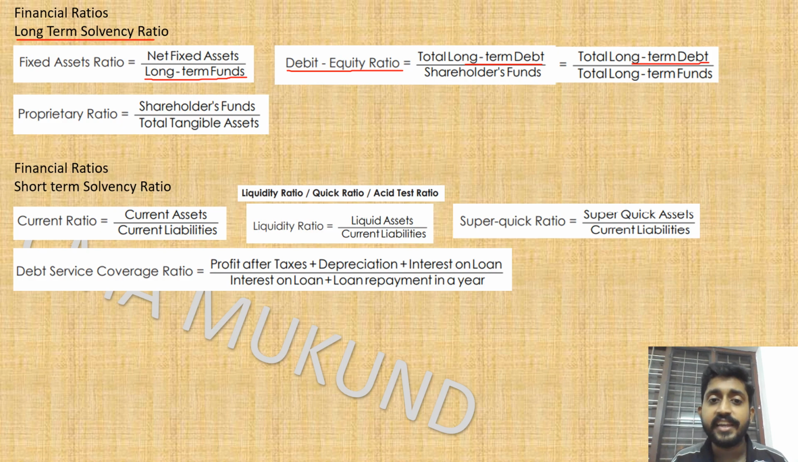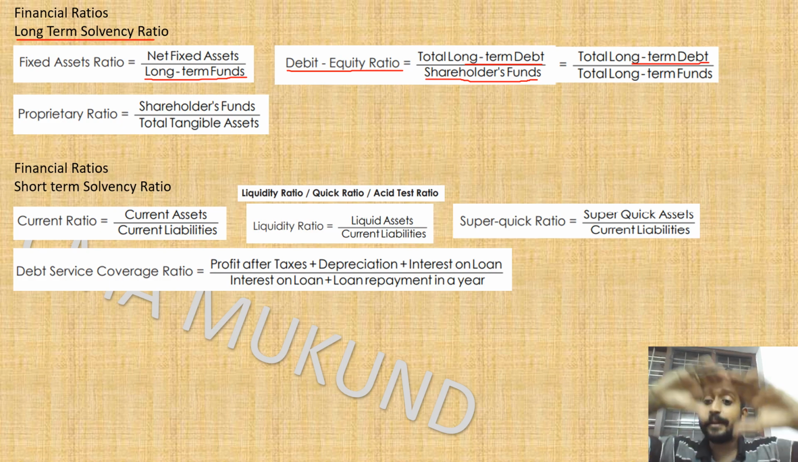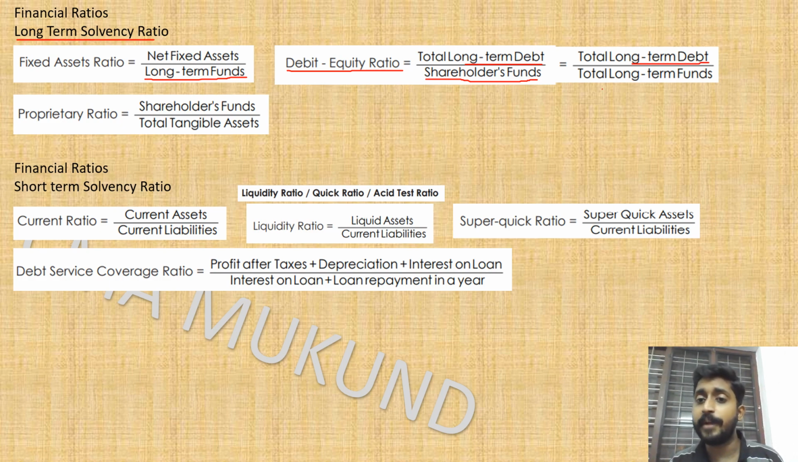But in the denominator, equity, shareholders fund is otherwise called equity. What is shareholders fund? Equity share capital plus preference share capital plus general reserves, if any. All these are shareholders fund. So long-term debt divided by shareholders funds will give you the debt equity ratio. Otherwise, you can also divide it by long-term funds. Shareholders fund is also a long-term fund. Shareholders fund plus long-term debt becomes long-term fund. So long-term debt divided by long-term fund can also be called debt equity ratio.